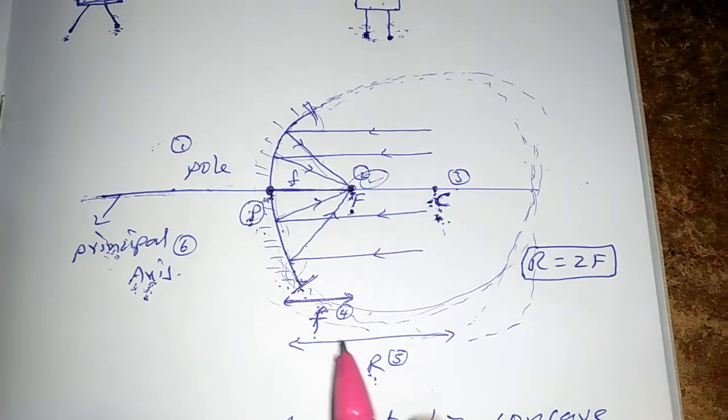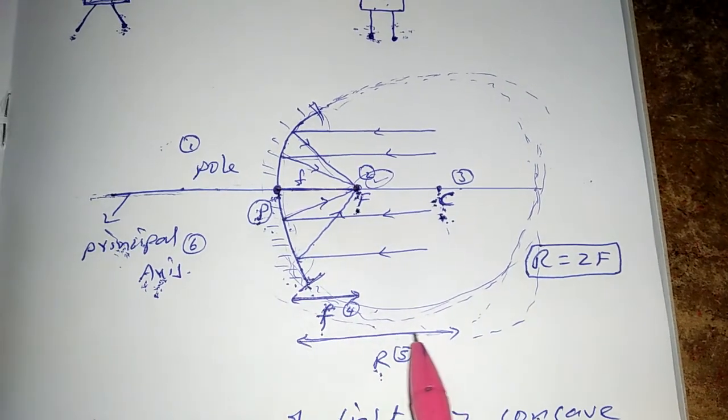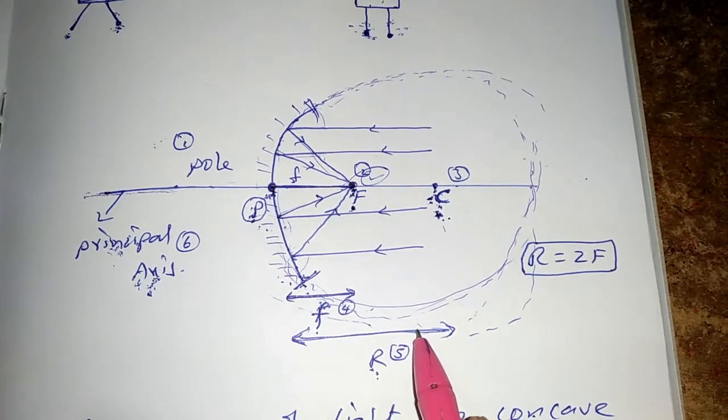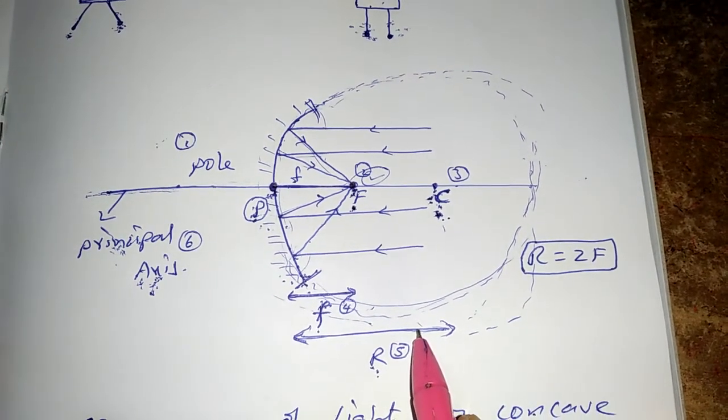Right? Now come to the next definition, radius of curvature. Radius of curvature is also nothing but a distance. Distance between whom?